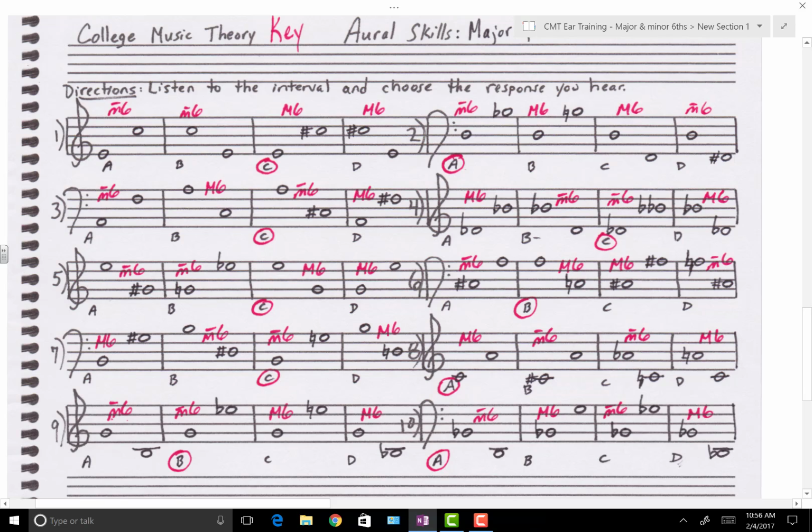That's also. For 3B, we have a major sixth descending. La down to do. It helps to sing these when we review them. Here's the correct response, 3C.